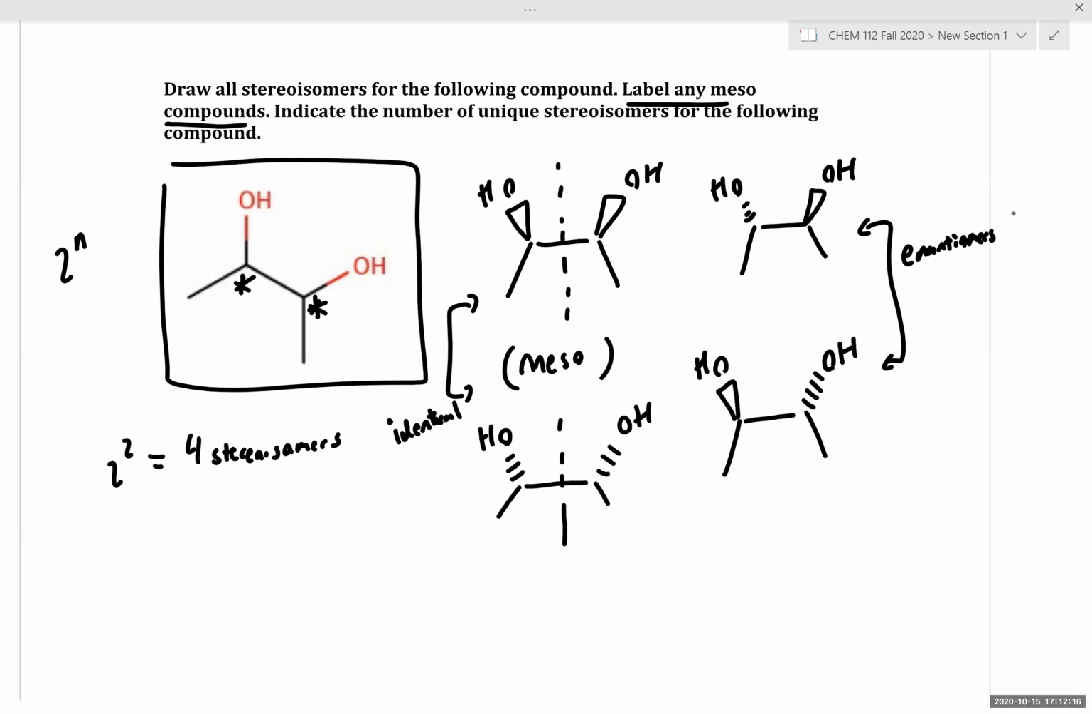So the key trick in this problem is making sure, one, you note your total number of possible stereoisomers, and then you make sure to exclude your meso compounds. Any other questions on this example?